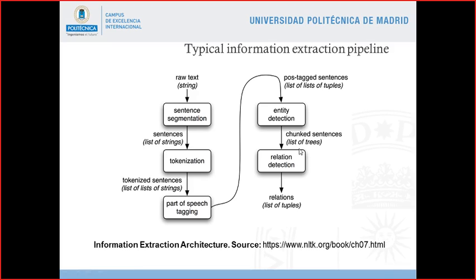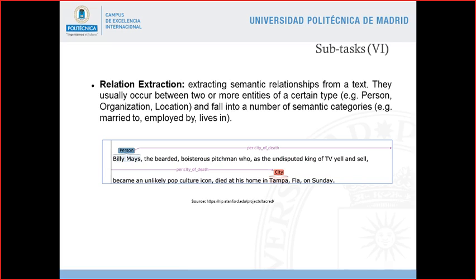Once you have these entities detected, you want to know the relation between the entities. So here you have the last part of our pipeline, which is the relation extraction. Here we want to extract semantic relationships from a text. They usually occur between two or more entities of a certain type. For example, we want to relate a person with an organization, or a person with a location, or a person with an organization and location.